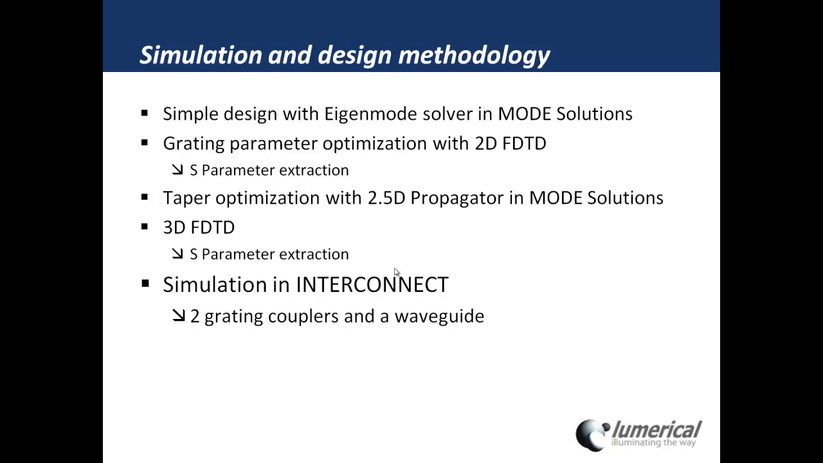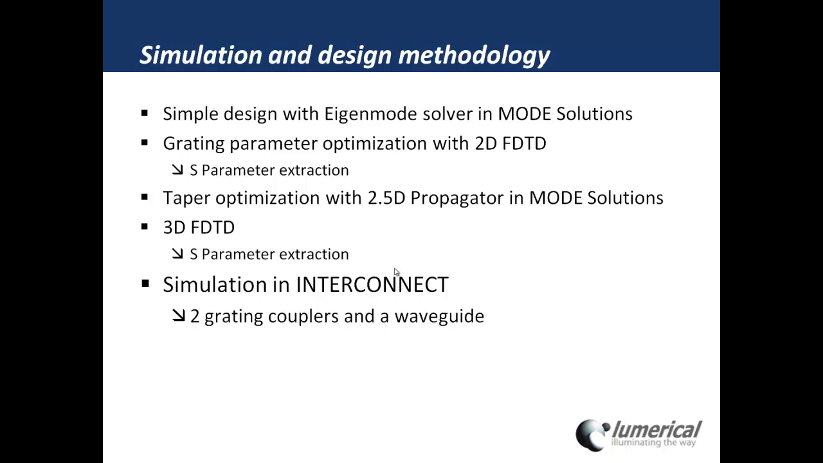Now, in terms of the simulation and design methodology, we're going to start with a very simple back-of-the-envelope design that uses the information from the eigenmode solver and mode solutions. The information we really need is the effective index. Then we're going to move on to grating parameter simulation and optimization with 2D FDTD, and we'll also practice S parameter extraction. From there, we can look at taper optimization with the 2.5D propagator and mode solutions.